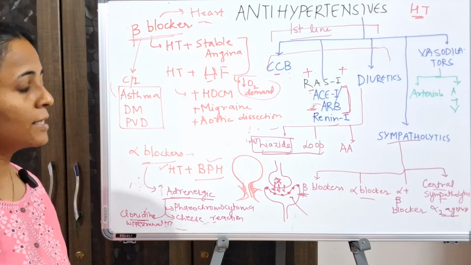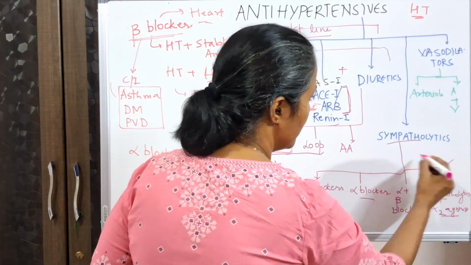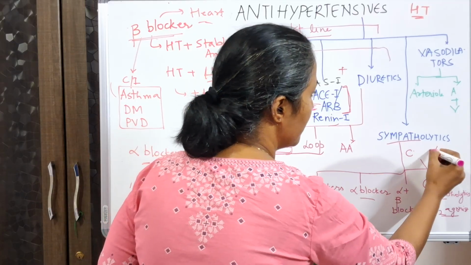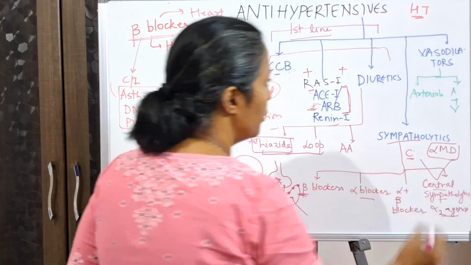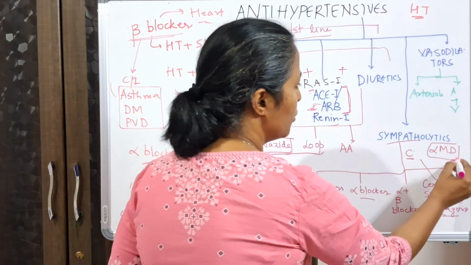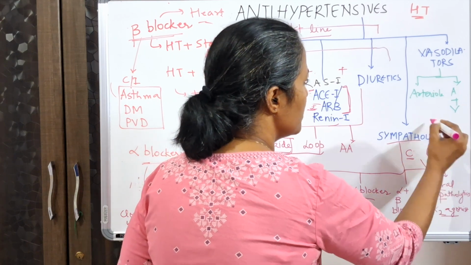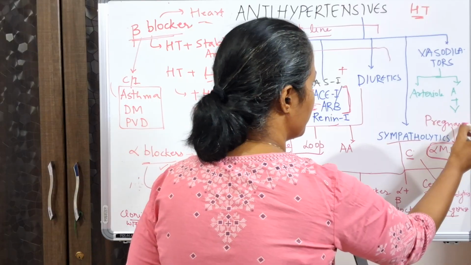Okay. Then central sympatholytics, we have clonidine. Two drugs are there, clonidine and alpha methyl dopa. Now these are not commonly used except alpha methyl dopa. Alpha methyl dopa is used in case of pregnancy. It is a safe drug in pregnancy.